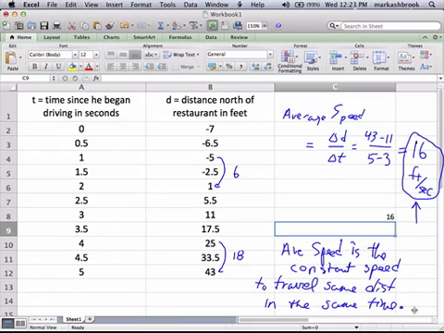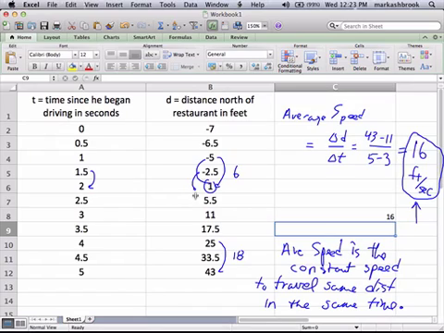If we have all these values of t and d, these questions are pretty easy. As the time went from 1.5 to 2 seconds, by how much did the distance change? So you got to find that distance at 1.5 seconds, find that distance at 2 seconds, and the change will be the difference. So that would be 3.5 feet, 1 minus negative 2.5. So from 1.5 to 2, the car went 3.5 feet.